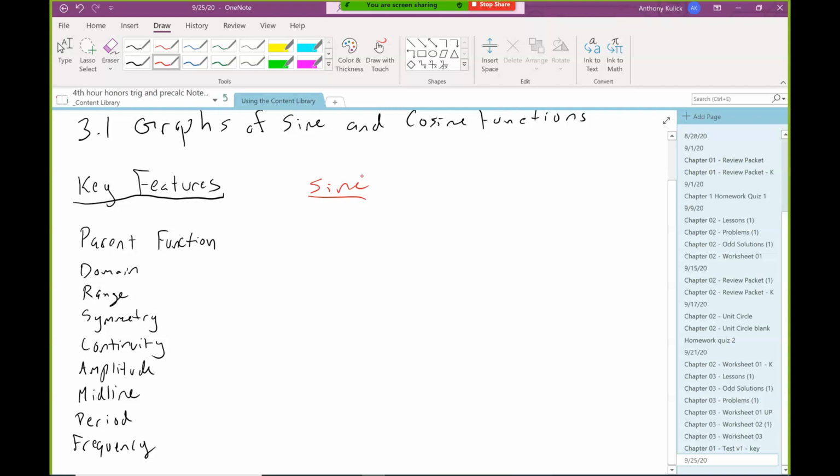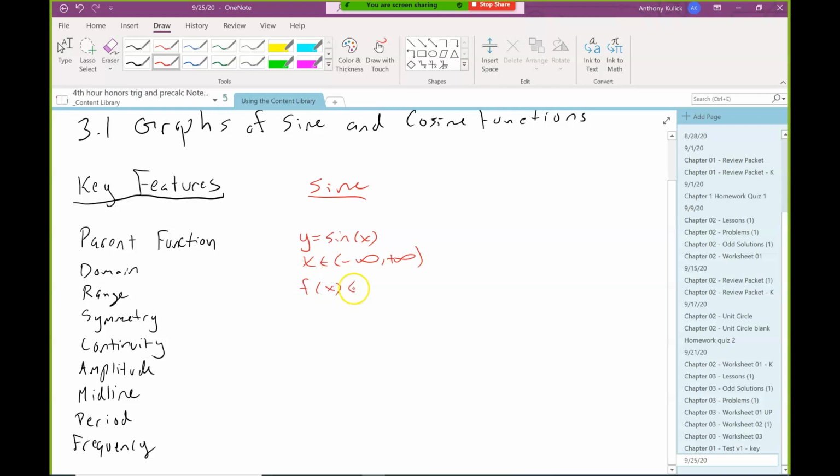So I'm going to just make 2 columns, and I'll do a column for sine and a column for cosine, and I'll color code them, so hopefully it's easy to tell things apart. So the parent function for sine is just y equals sine x. And the domain is all real numbers. That was one of our big accomplishments last chapter. We've now redefined sine and cosine so that you can take the sine or cosine of any angle, which means the domain for those functions are now all real numbers.